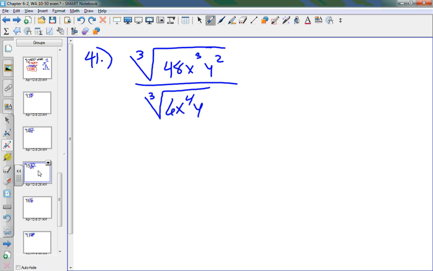It's ugly. I'll give you that. What do I do? You gotta break down 48. Are my indexes the same? Yes. So what should I do? So that's the cube root of 48x cubed y squared over 6x to the fourth y.